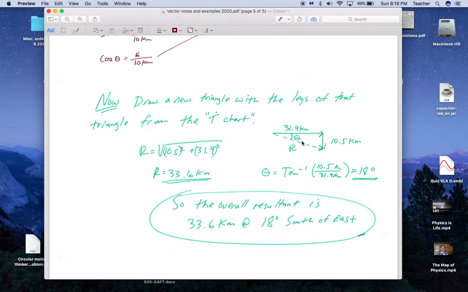If I want to get the angle, it's going to be equal to the tangent of 10.5 over 31.9 kilometers. So the tangent of this angle would equal that ratio. So to get the angle, you need to use the inverse trig function. That's inverse tangent, 10.5 divided by 31.9. That gets me 18 degrees. So when I look at my diagram, I could say that my overall resultant is 33.6 kilometers, and it's going 18 degrees south of east. East being my adjacent leg, and south being the second leg of that triangle.